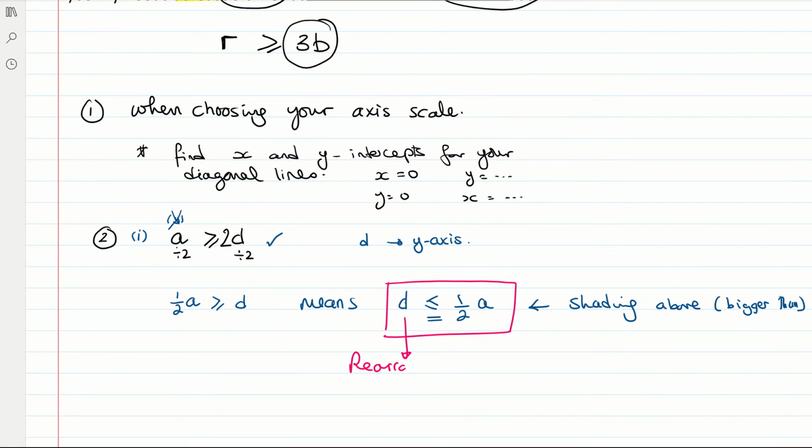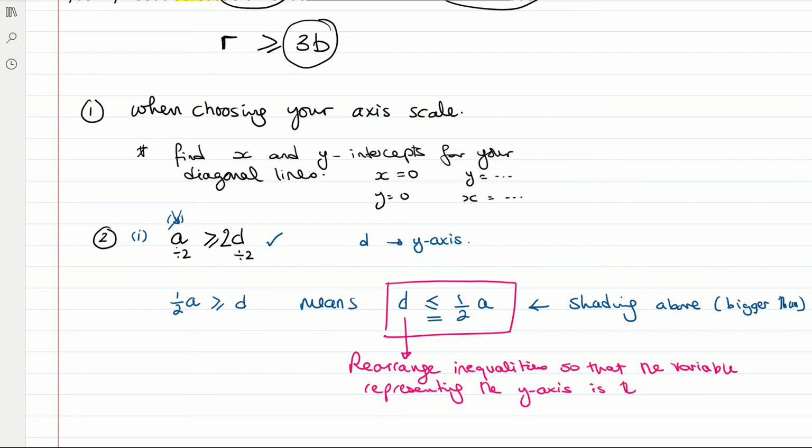So rearrange inequalities so that the variable, the letter representing the y-axis, is the subject. Really, really, really important. So these are the two things that if you watch out and if you do, you should be successful with exercise 7.2.